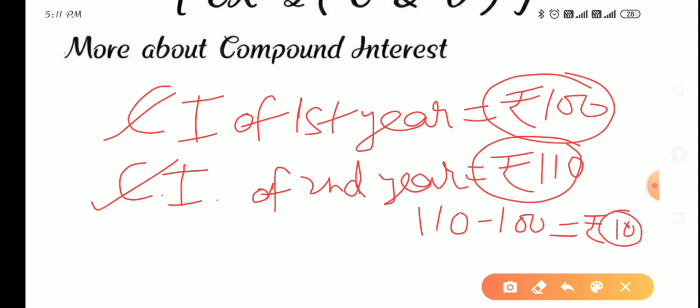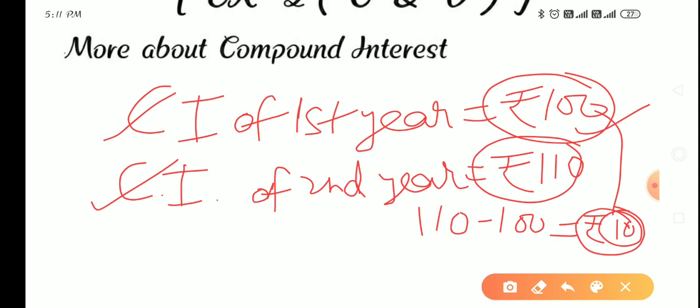Now what is this 10? This 10 rupees difference is the interest on rupees 100 for 1 year. This is the new thing for you for this exercise. One more time I am telling you, the difference of CIs of any 2 consecutive years will be the interest of 1 year on the preceding compound interest, on the preceding CI.